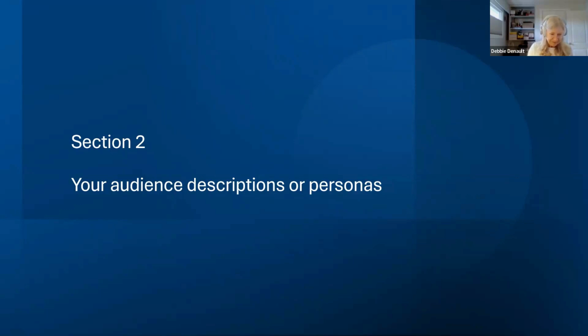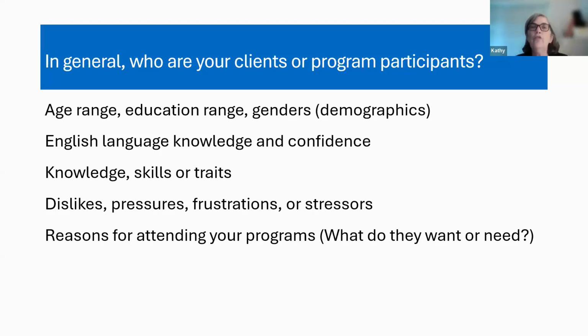One of the things that we have been encouraging you to do and will continue to encourage you to do is to develop your audience descriptions or personas. In general, who are your clients or program participants? Think about age range, education range, genders, demographics. What's their English language knowledge and confidence?